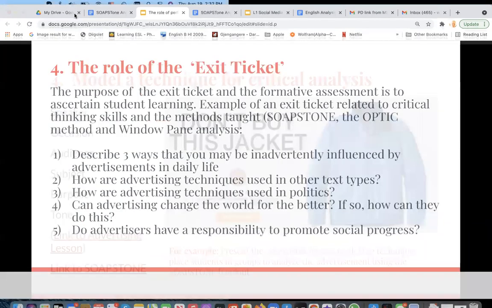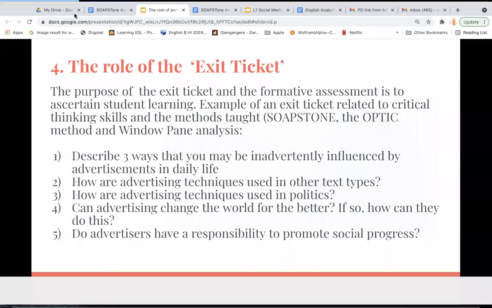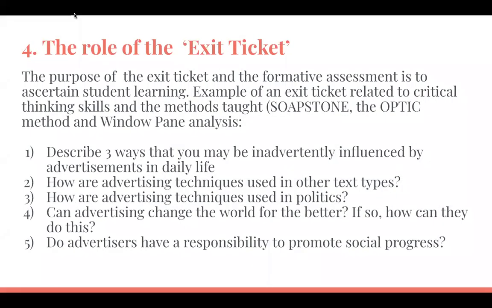The role of the exit ticket. So let's say we had a class, we taught the SOAPSTone technique, I lectured on the SOAPSTone technique. The students got some other text, maybe in groups to practice with. So maybe they got different advertisements to practice with in different groups. And then at the end of class, I wanted to get back to the lesson of what did you learn today, right?